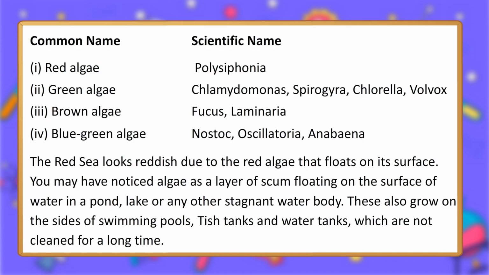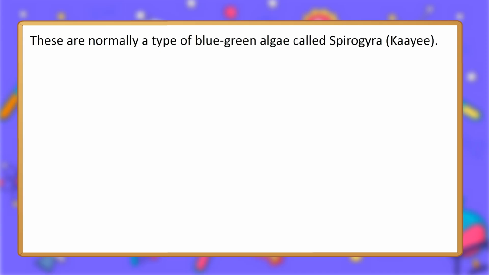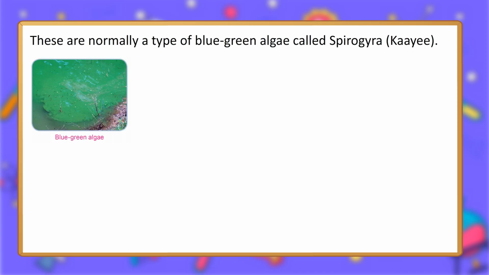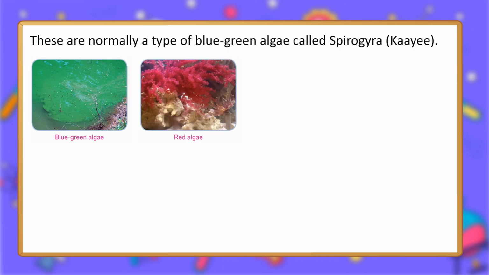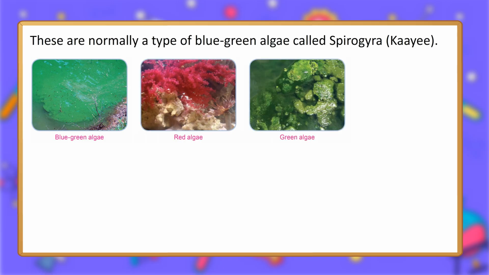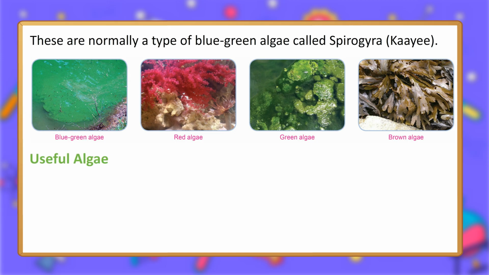The Red Sea looks reddish due to the red algae that floats on its surface. You may have noticed algae as a layer of scum floating on the surface of water in a pond, lake or any other stagnant water body. These also grow on the sides of swimming pools, fish tanks and water tanks, which are not cleaned for a long time. These are normally a type of green algae called Spirogyra. Blue-green algae, red algae, green algae, brown algae.